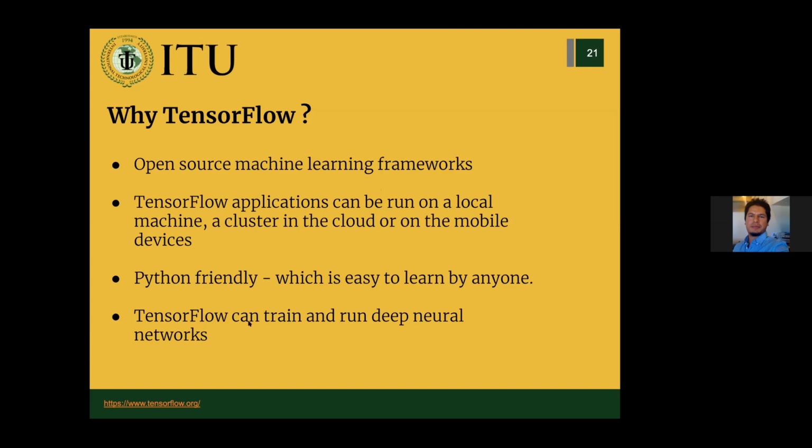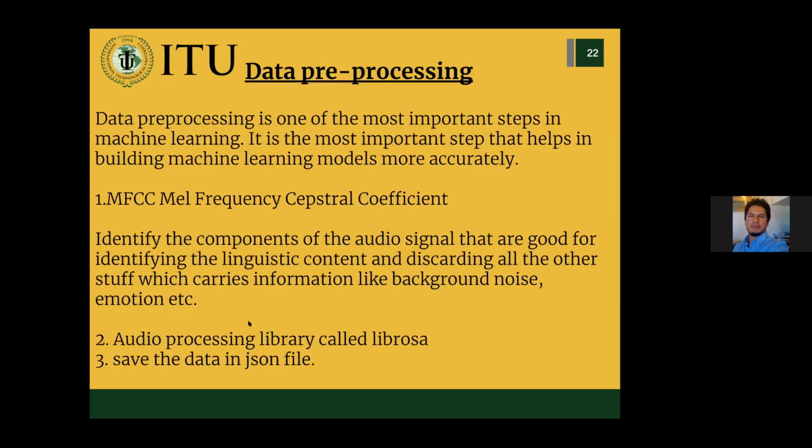TensorFlow can train and run CNN deep neural networks. I don't want to go through this again. I think we talked about data processing. I want to talk about MFCC, mel frequency cepstral coefficient. This is part of the signal in audio. What you're trying to do is identify the components of the audio signal that are good for machine learning, and then you discover a bunch about the noise, and use that to give to the model.